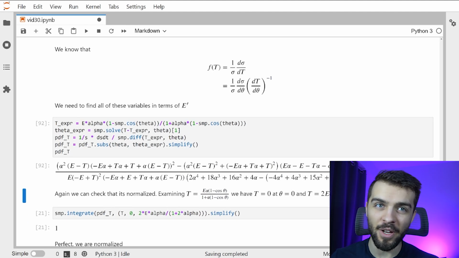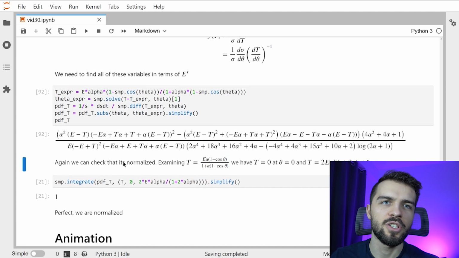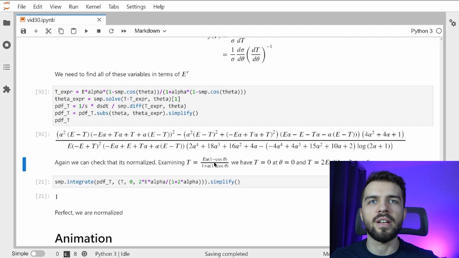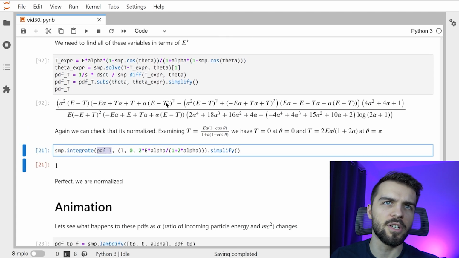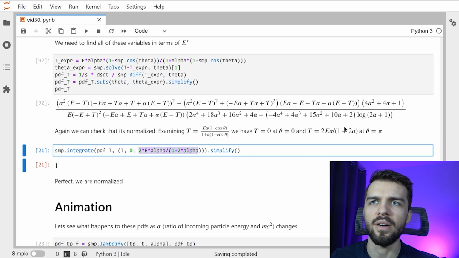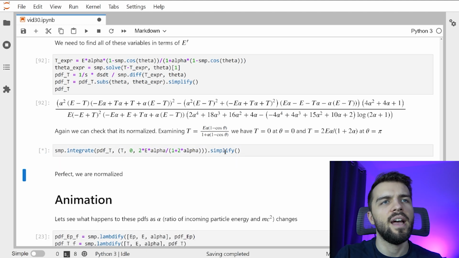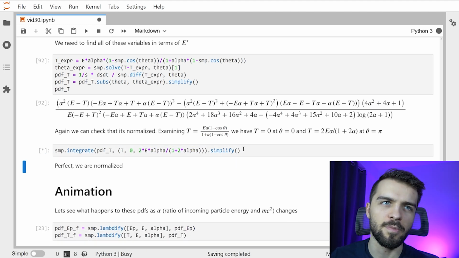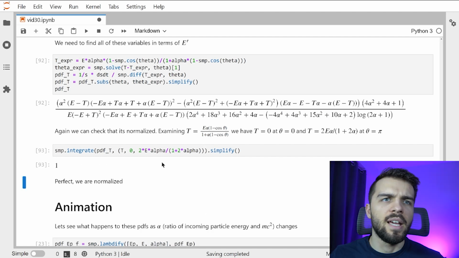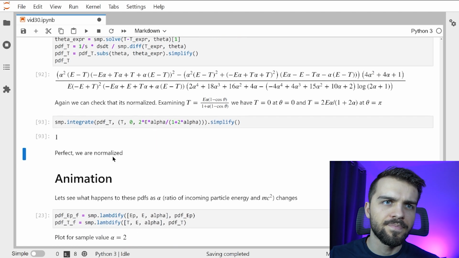And again, this is very complicated, right? This is the probability density function in terms of t. So let's also check that it's normalized. So examining this expression, when theta equals 0, t equals 0. When theta equals pi, t is equal to 2e times alpha over 1 plus 2 alpha. So I integrate this expression, which is this whole thing here. T goes from 0, the first bound, to 2e alpha over 1 plus 2 alpha, the second bound here. And again, check that it's normalized. Spoiler alert, it is normalized. And the value is equal to 1.